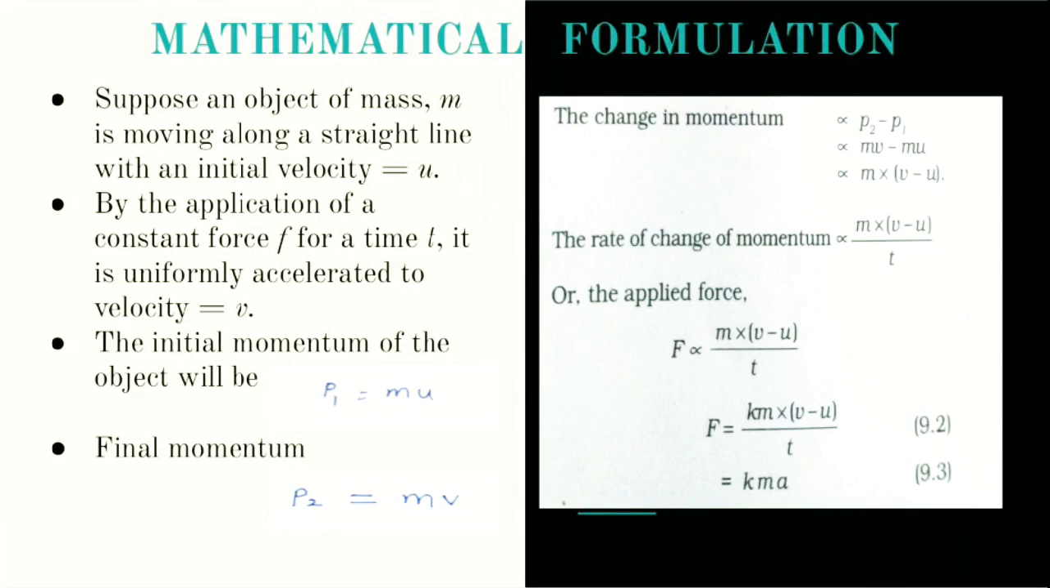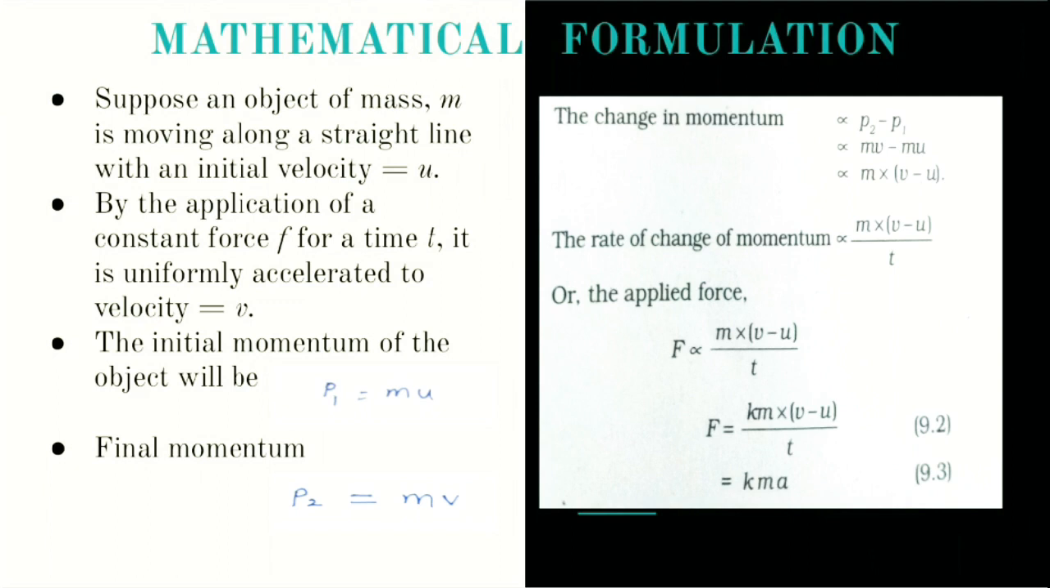Now, let us derive the second law of motion. Suppose an object of mass m is moving along a straight line with an initial velocity u. It is uniformly accelerated to velocity v in time t by the application of a constant force F throughout the time t. The initial momentum of the object will be p1 equal to mu. The final momentum of the object will be p2 equal to mv.